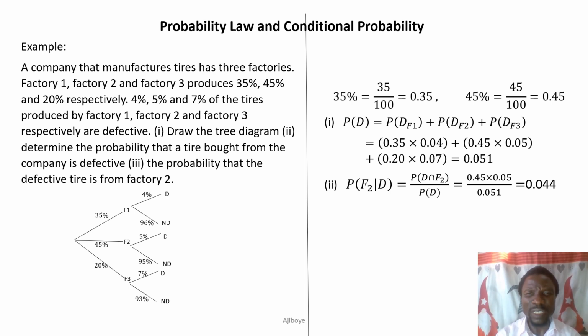So the next question is that we should determine the probability that a defective tire is produced from factory 2. So we pick a tire that is defective. We want to find the probability that it is produced from factory 2. So this is equivalent to the intersection between defective tire and factory 2, which right there is the multiplication law, divided by the proportion of defective tire. So we have 0.45 times 0.05 divided by 0.051. If you compute that value, that will be equivalent to 0.044. And this is how we approach a problem of probability and conditional probability in such a problem.